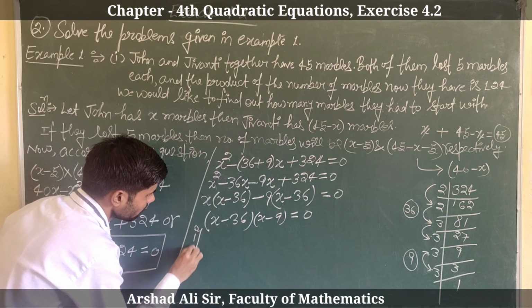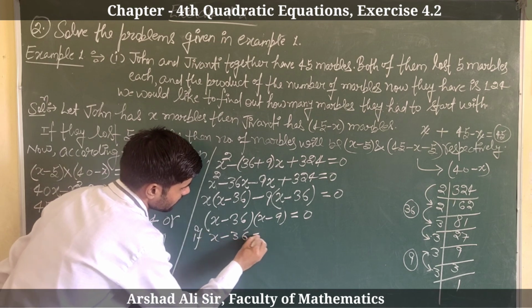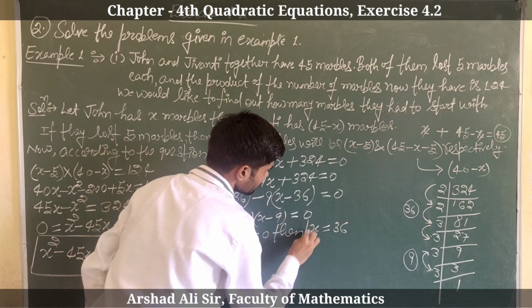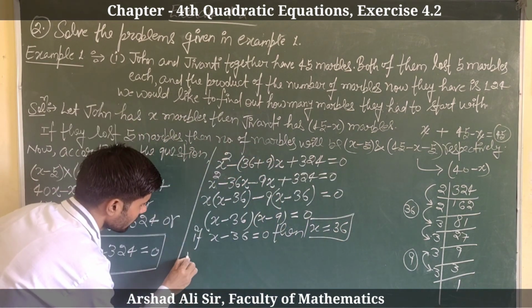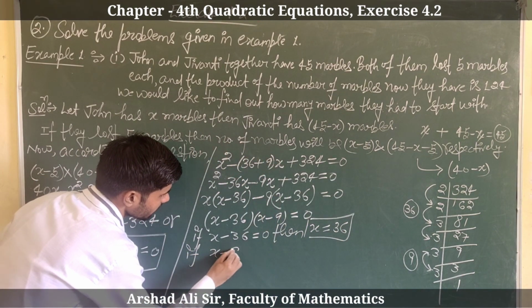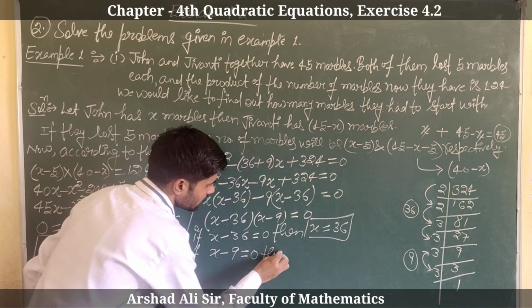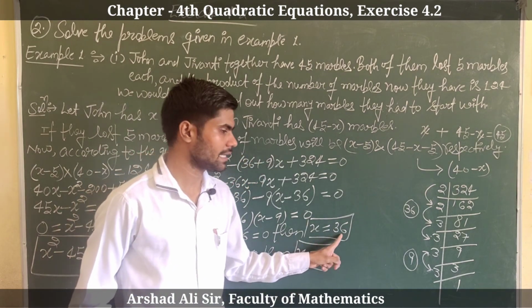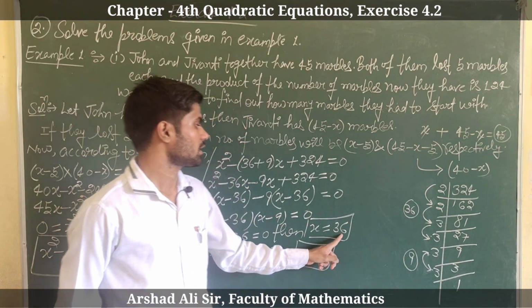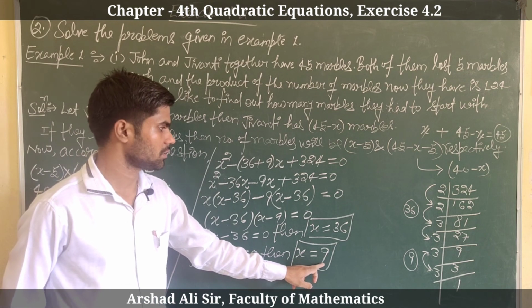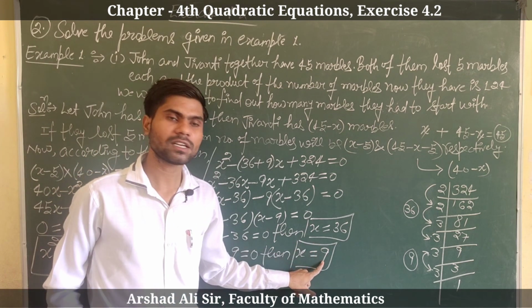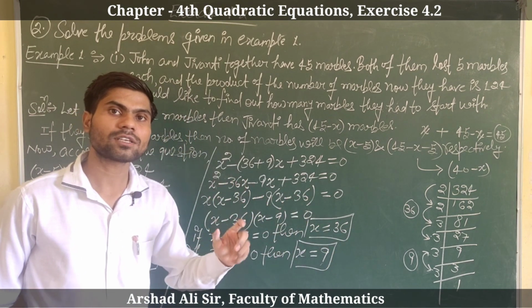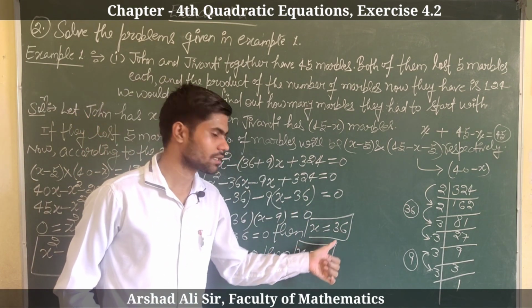Means if x minus 36 is equal to 0, then x is equal to 36. If x minus 9 is equal to 0, then x is equal to 9. Okay, if John has 36 marbles, then Jivanti has 9 marbles. If John has 9 marbles, then Jivanti has 36 marbles, because the addition of total marbles is 45.